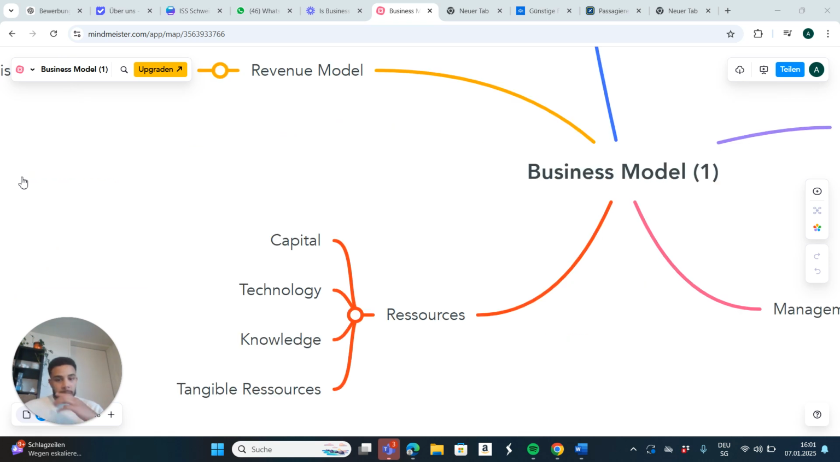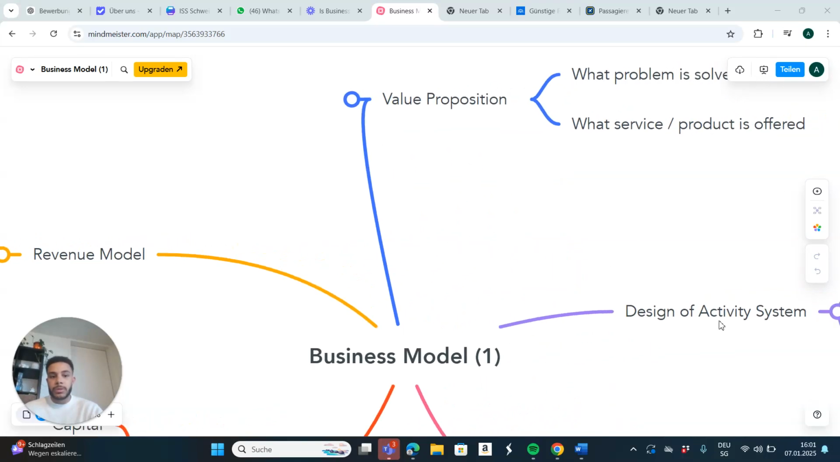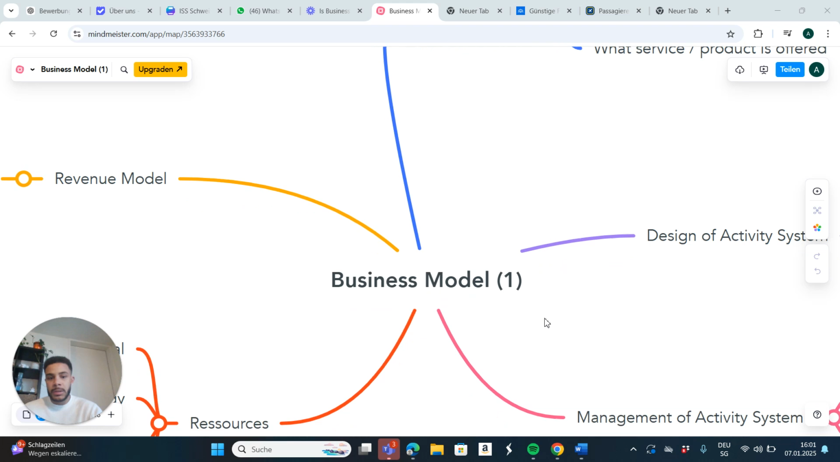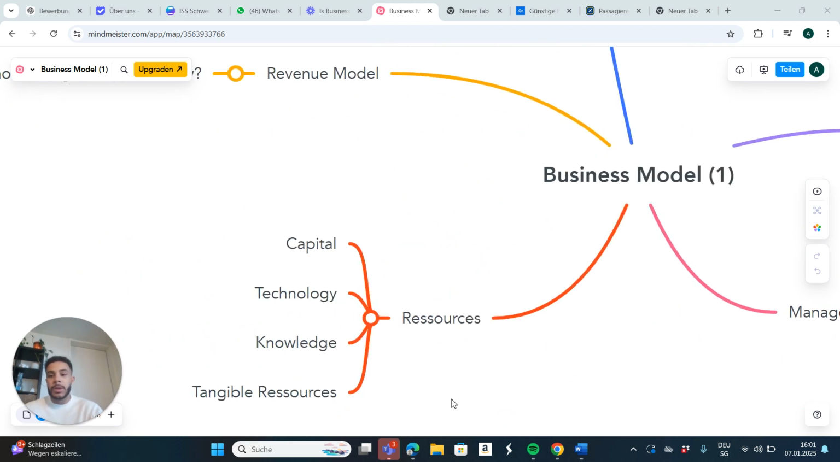The fourth part of the business model star is about resources. So what do you need in order to fulfill the value proposition, and what do you need to have your activity system implemented? Also, what do you need to reflect on your activity system? Usually it's these four. Let's go through them with our pizza shop.